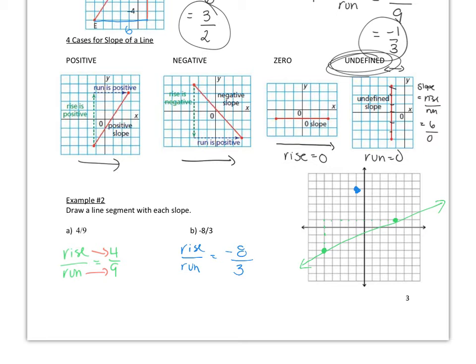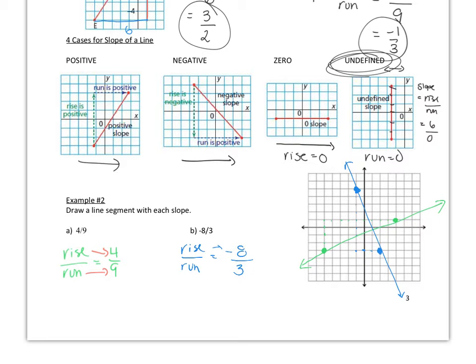I need to go down 8. So our rise is -8. So 1, 2, 3, 4, 5, 6, 7, 8. And run, we're going to move 3 to the right. So our final point is there, and we connect with a straight line.